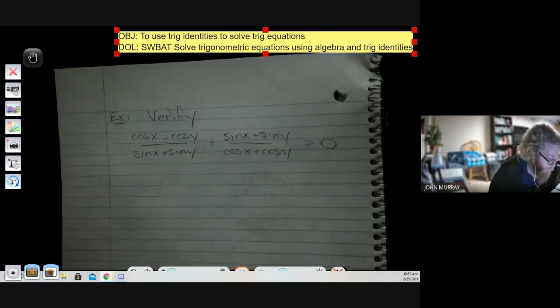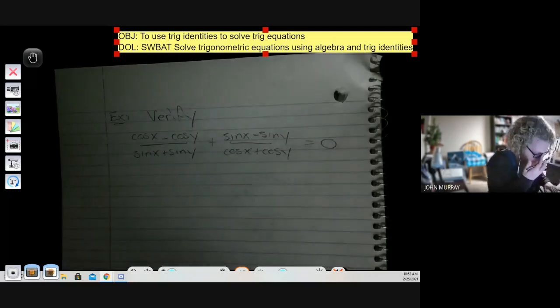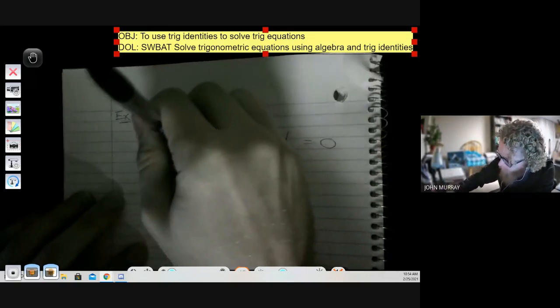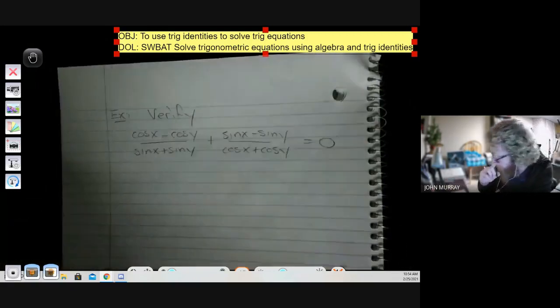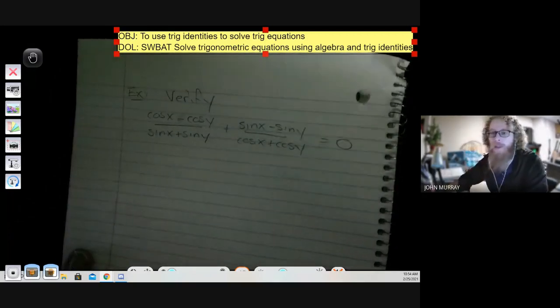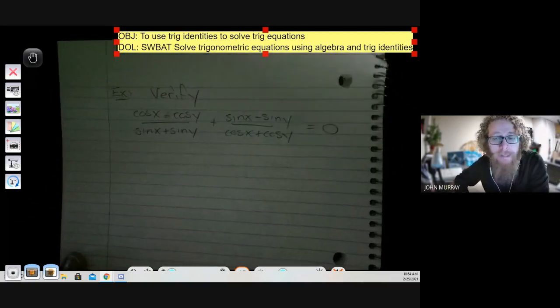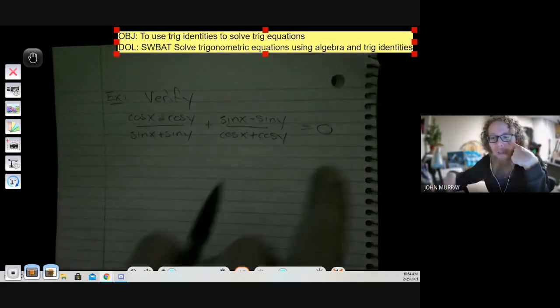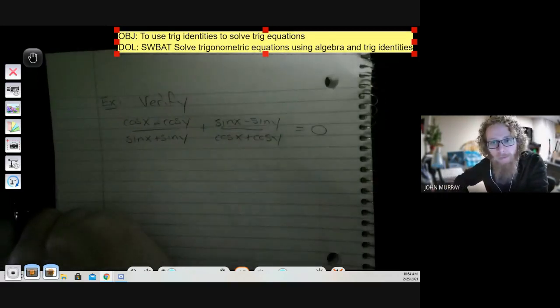All right, let's look at this one because now we have two variables. Actually, do we know that rule yet? Yeah, I think we're good. So here I have cosine x minus cosine y over sine x plus sine y, plus sine x minus sine y over cosine x plus cosine y, equals 0. Obviously there's only one side we can work with. I can't take 0 and make it into that convoluted part.